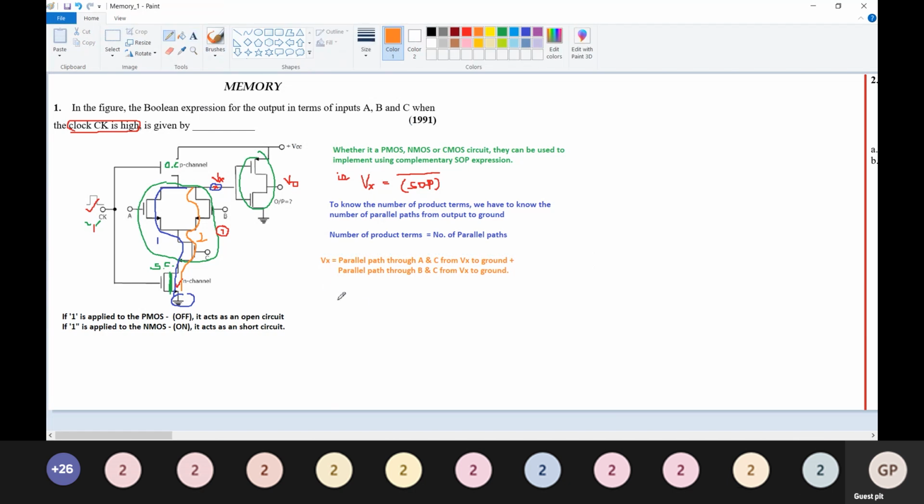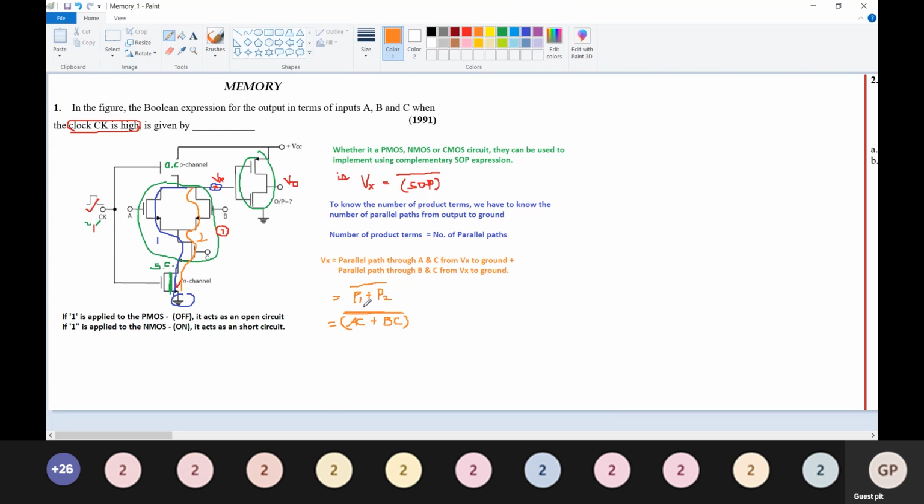So for the first parallel path through A and C, it's written as product term P1 plus product term P2. We have SOP, we have two parallel paths, so we'll have two product terms, and it should be a complemented function. The first parallel path P1 is AC, and the second parallel path is through BC, so we write this as BC. This is your SOP expression. Don't forget to put the complement.